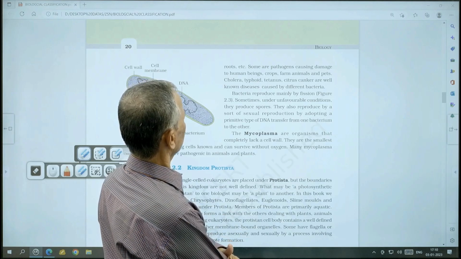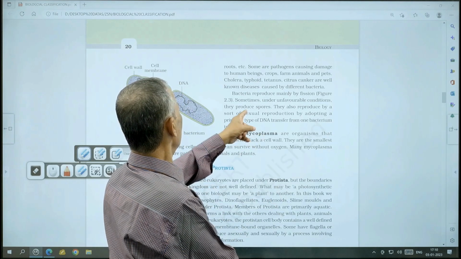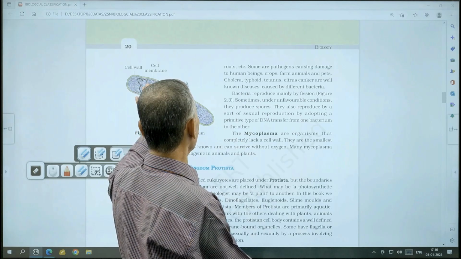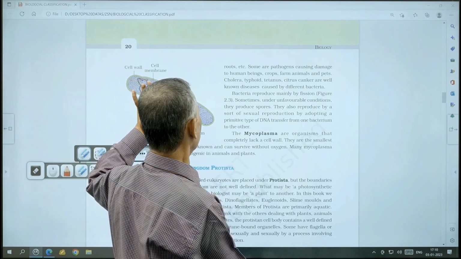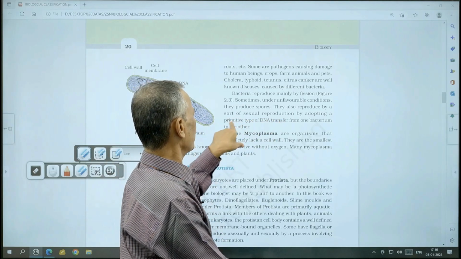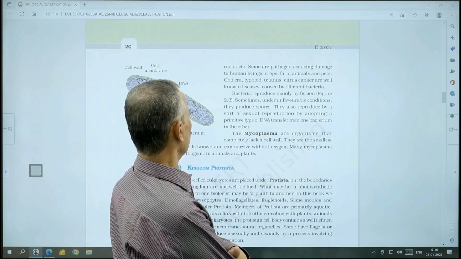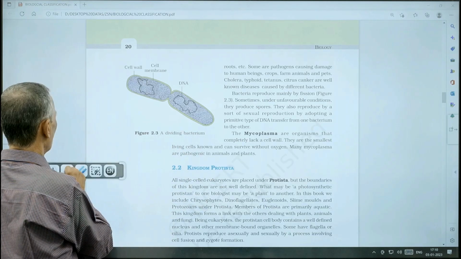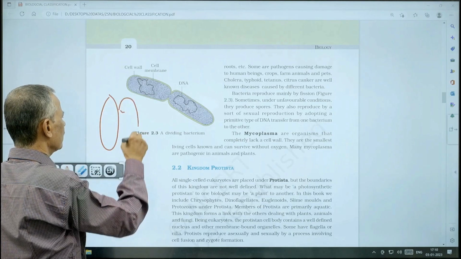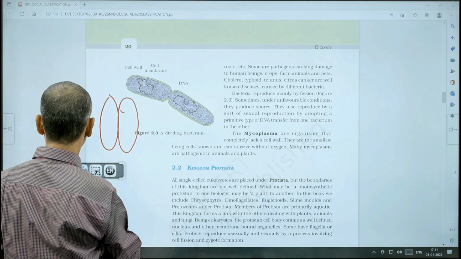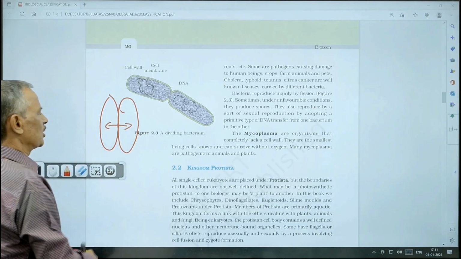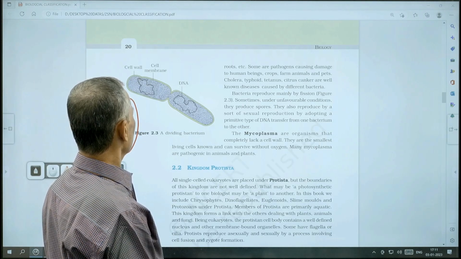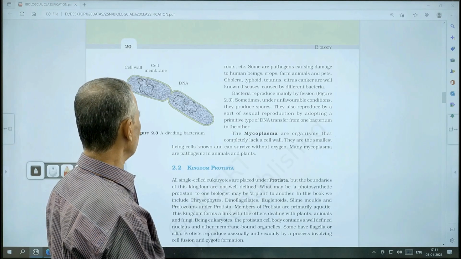That is the commonest method. But when conditions become unfavorable, they will produce spores, so spore formation. They also reproduce by a type of sexual reproduction, which is called conjugation. A sexual type of reproduction adopting a primitive type of DNA transfer from one bacterium to another during conjugation. In conjugation, two bacteria may come close together, and after coming close together, they may exchange their genetic material, namely the DNA will be exchanged between them. Such a sexual type of reproduction is rarely seen.